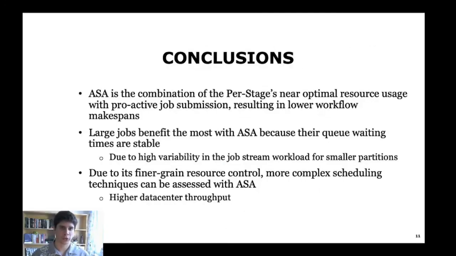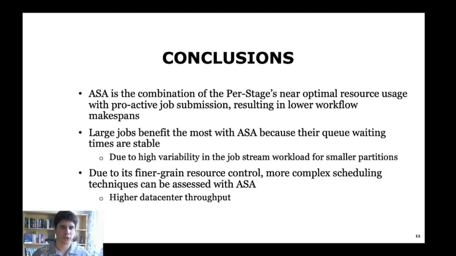To conclude, we show that ASA combines outcomes from both per stage and big job. It is a proactive scheduler that, together with its reinforcement learning algorithm, results in negligible overheads and lower total makespans. ASA benefits large queues due to the lower workload variability in these partitions, and it also performs well in smaller queues, where low overheads due to resubmissions were reported.